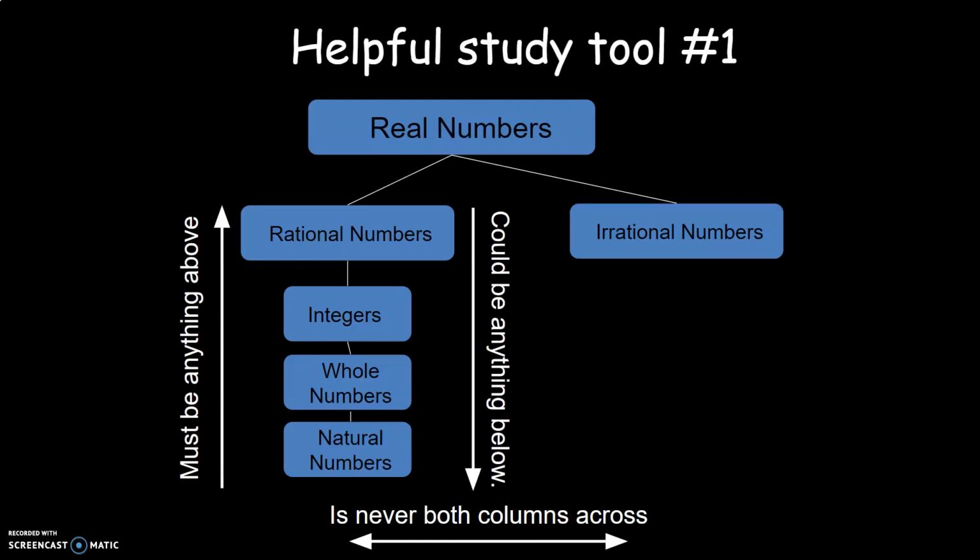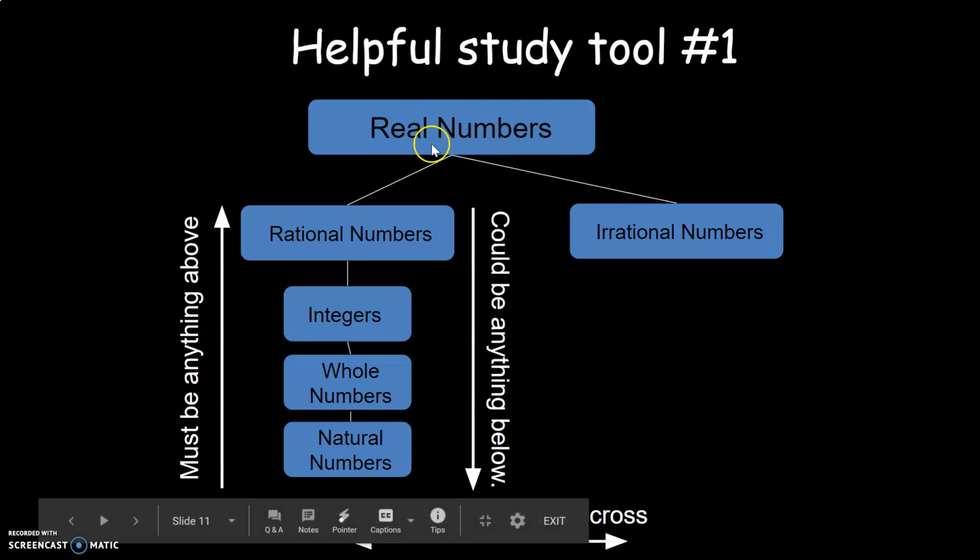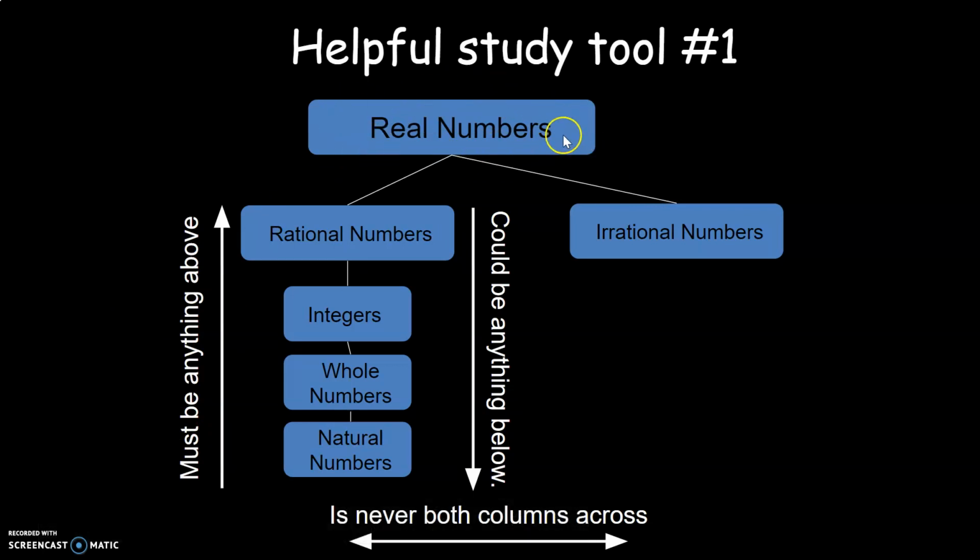So this is basically what we kind of just went through, and it's just in a more organized fashion. Any number that we're going to talk about this year is going to be a real number, so do not worry about those imaginary numbers. But once you decide that it is a real number, you can decide if it's a rational number or an irrational number. Remember, rational numbers are numbers that can be written as fractions, whereas irrational numbers cannot be written as fractions.